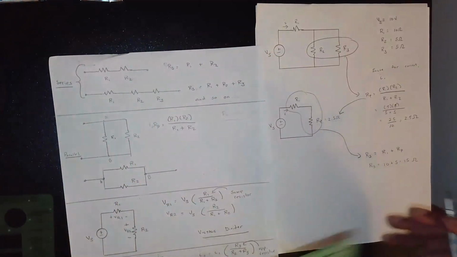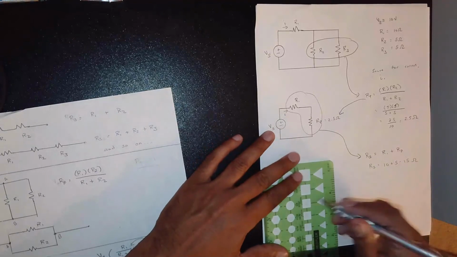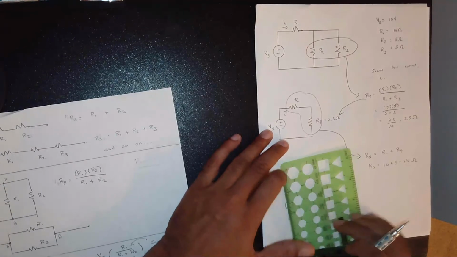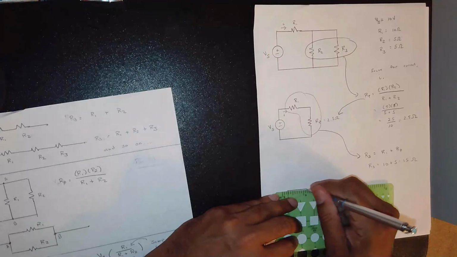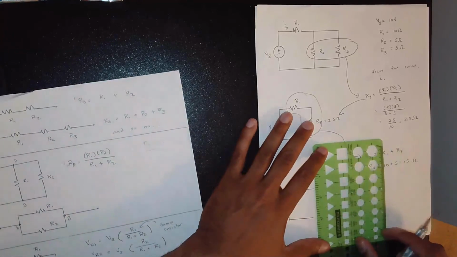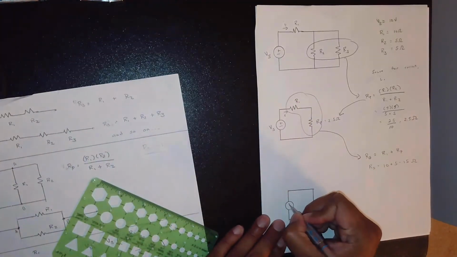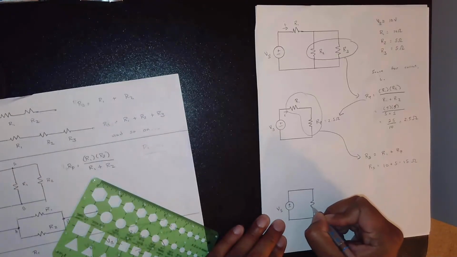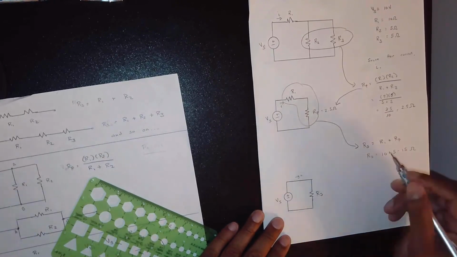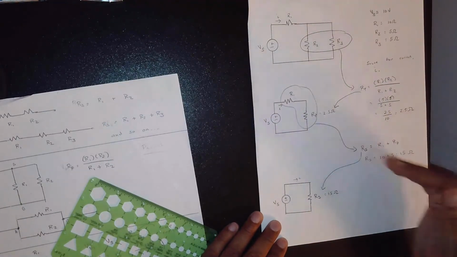I redraw the circuit again. RS, and here's my I. My RS value is equal to 15 ohms. Kind of get used to this format.